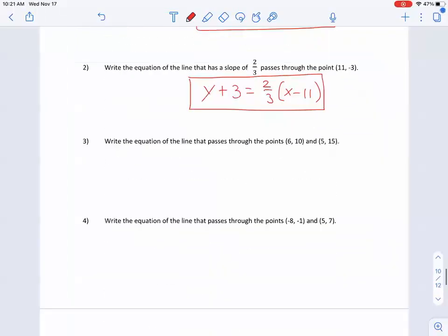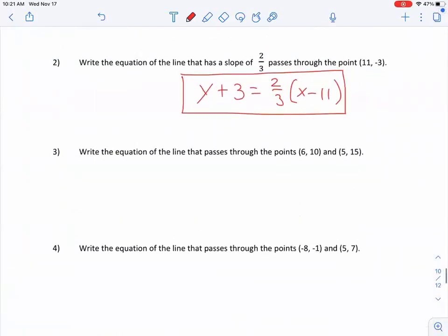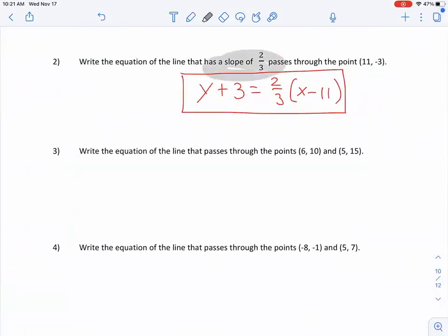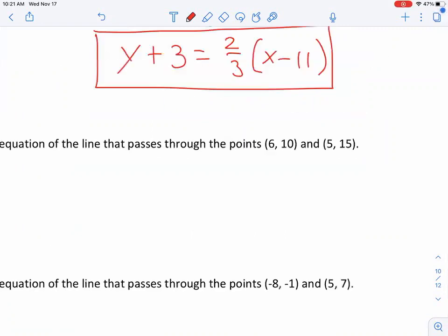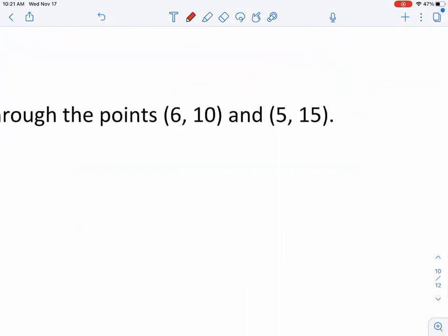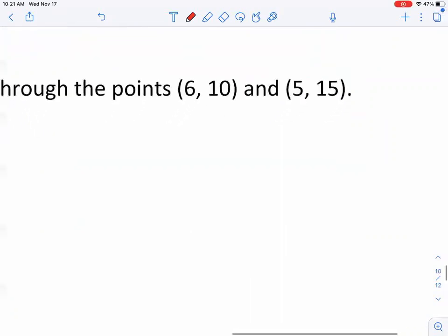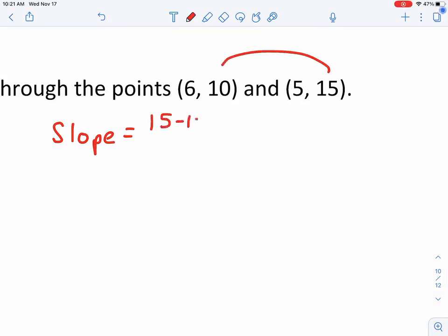And number 3 is a similar problem. The only difference is in problem number 2, they said the slope was 2/3. In problem number 3, they did not give us the slope, but that's not a problem for us because we know how to find the slope. So the first thing we need to do in problem number 3 is find the slope. Remember, to do that, we subtract the y's on top and the x's on the bottom. So to find the slope, I'm going to do 15 minus 10 on top over 5 minus 6 on the bottom.